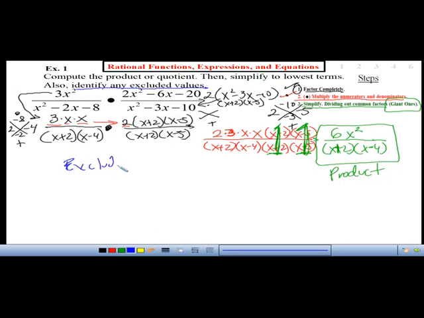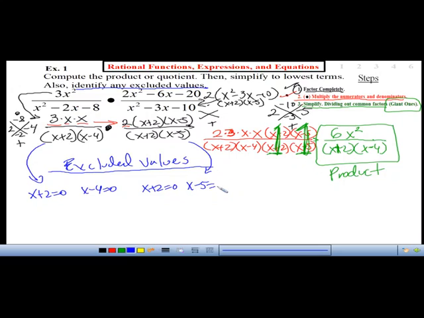So check this out. Excluded values. Look up before you do work or extra work. Look where I'm going to get my denominators for excluded value. Not from here, but I'm going to get them from here. x plus 2 equal to 0, x minus 4 equal to 0, and x plus 2 equal to 0, x minus 5 equal to 0. Copy that. Make sure you make a note that we're not going to use the denominators from the product. We're going to use the denominators of the two original fractions. Okay? That's how we get our excluded value.